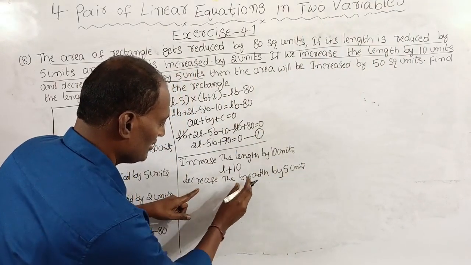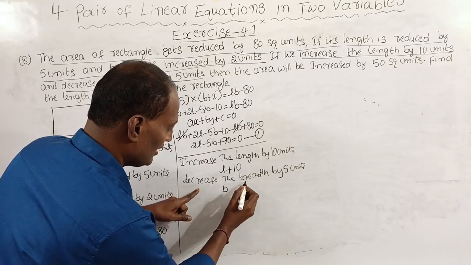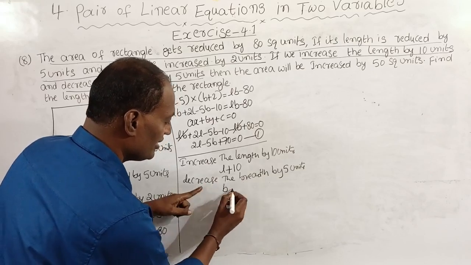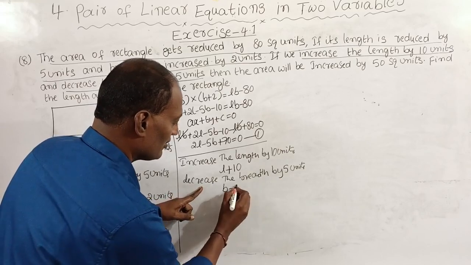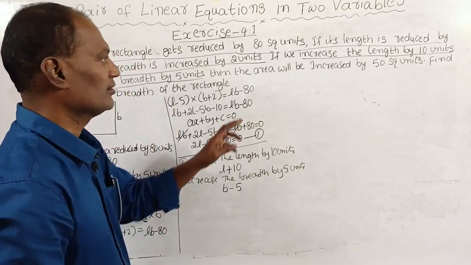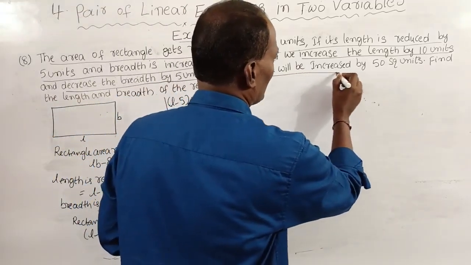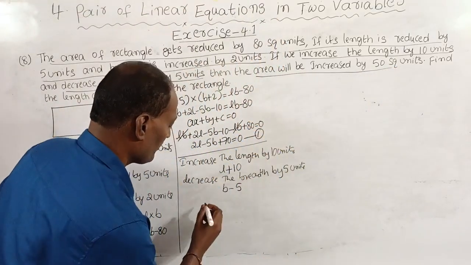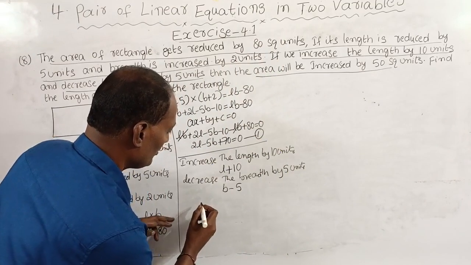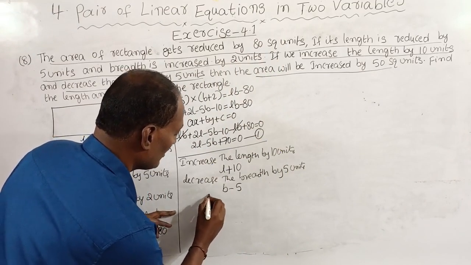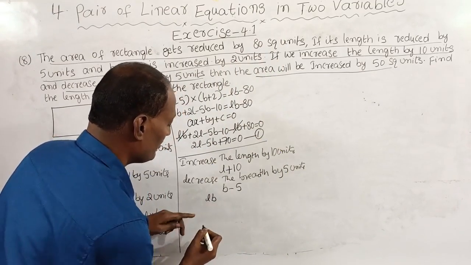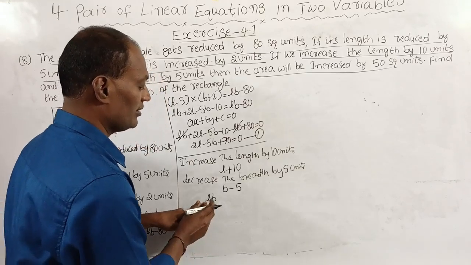Decrease the breadth by 5 units. What is the breadth? Breadth. What does it say? Decrease. Decrease means minus. How many? 5. Next, the area will be increased by 50 units. What is the area of a rectangle? LB, length into breadth. Area of rectangle is LB.